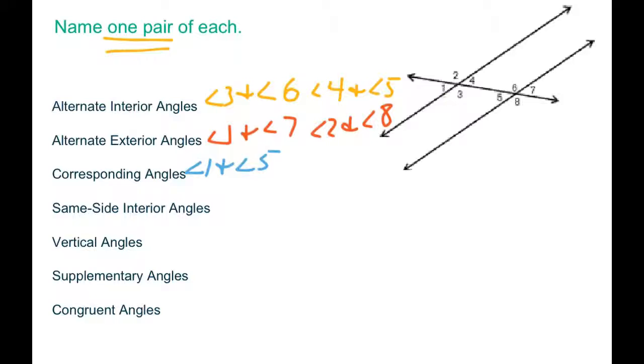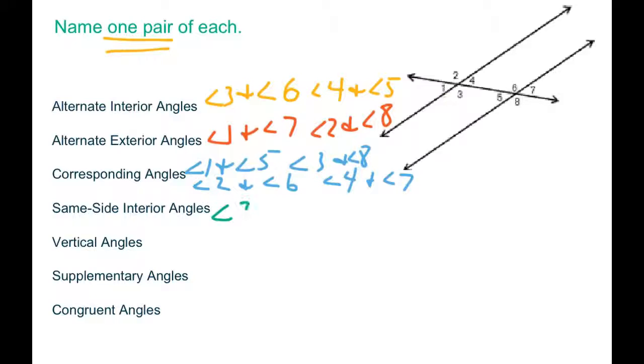We also have angle 3 and angle 8. Don't forget that angle symbol. Angle 2 and angle 6. And then lastly, angle 4 and angle 7. They're all corresponding angles.